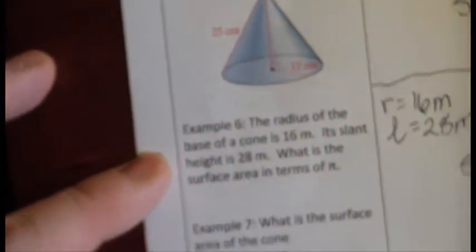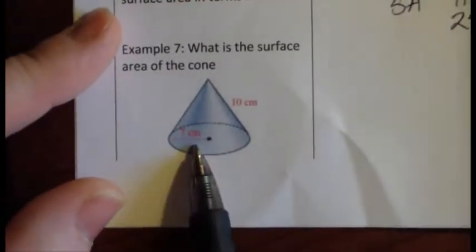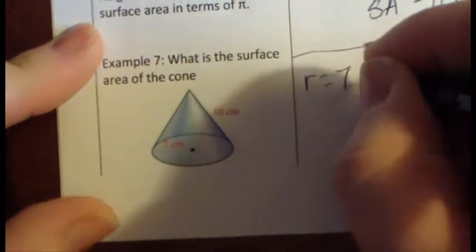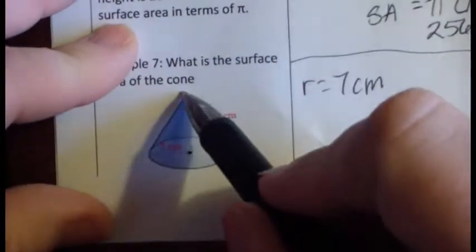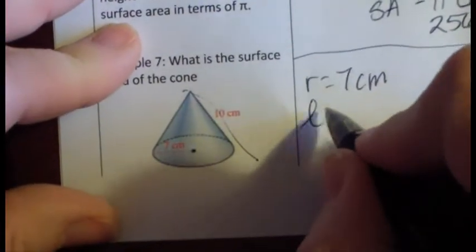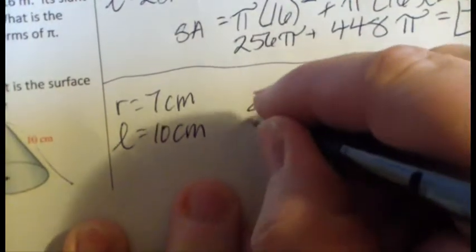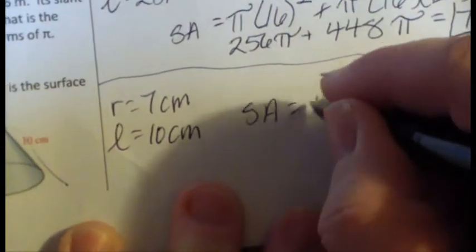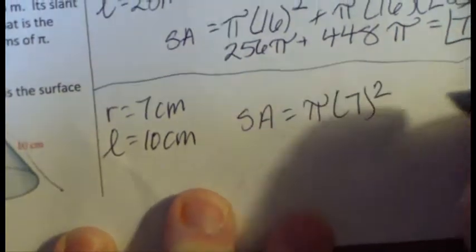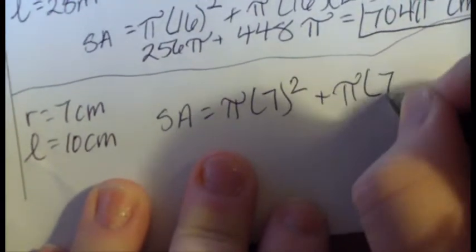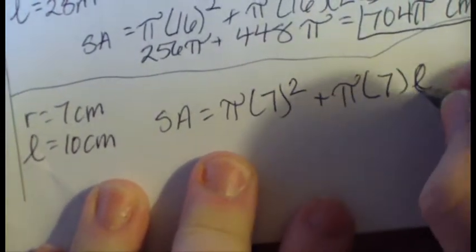Alright, what is the surface area of the cone? We've got a radius of 7 centimeters and a slant height of 10 centimeters. So plug that into your formula. Surface area is pi r squared plus pi r L, where L is 10.